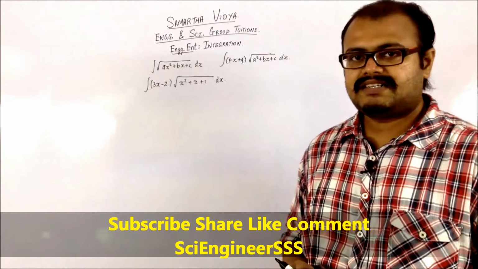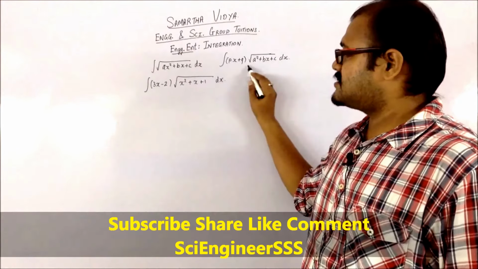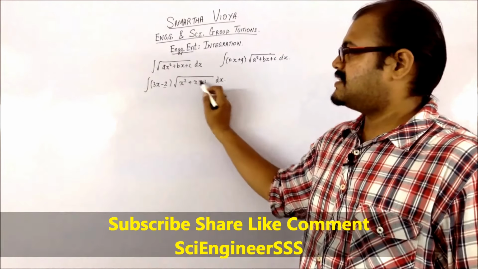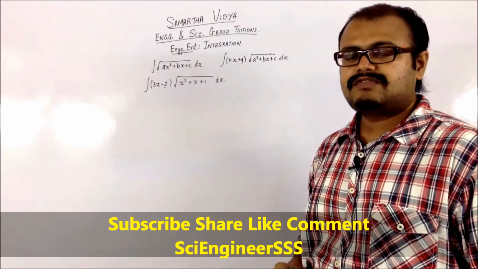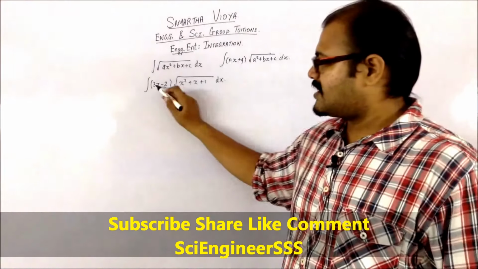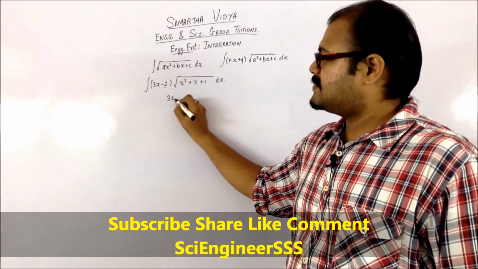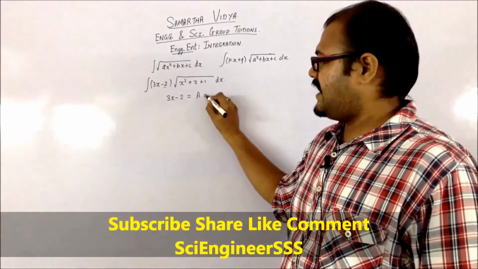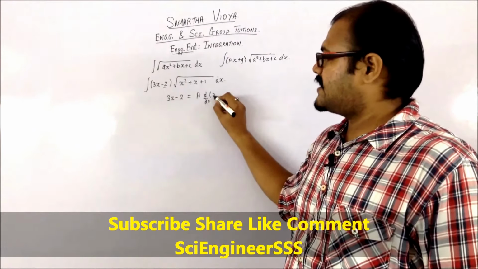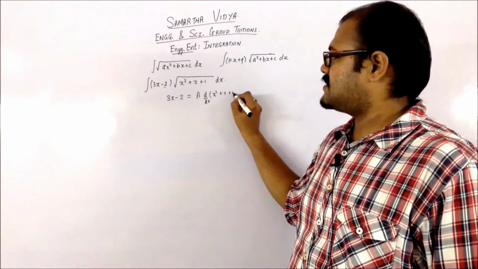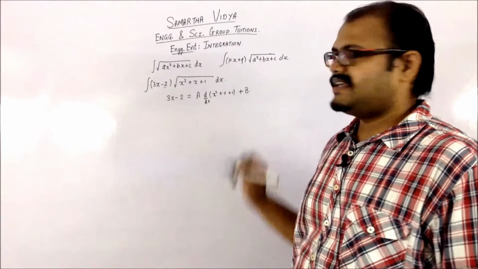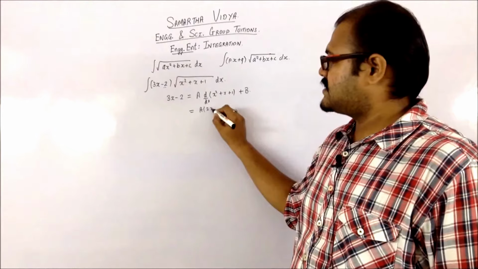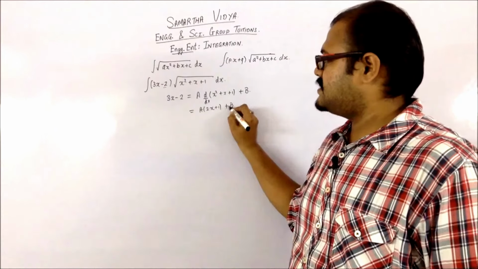Coming to the next part, which is the method based on this, you can see that this is nothing but a linear term into the root of a quadratic term. For that, the steps involved are: whatever the linear term is, it should be represented as a into the derivative of the quadratic term, plus b. So it's going to be a into the derivative of the quadratic term, which is x square plus x plus 1, plus b. The derivative of the quadratic term will come out to be a into 2x plus 1, plus b.